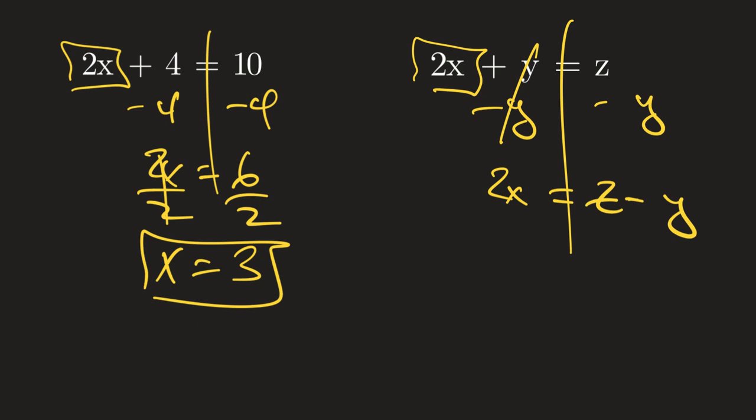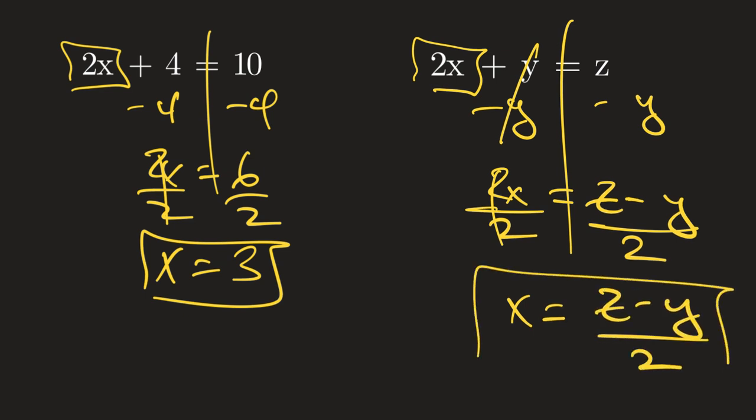So on the right-hand side, we've got z minus y. And for some, it's like, well, gosh, what do I do there? Well, that's all we can do until they tell us what z and y are. The solving step is still the same. We're going to divide both sides by 2. That's going to leave us x by itself on the left. And on the right-hand side, we've got the expression z minus y divided by 2. And that's the best we're going to do.